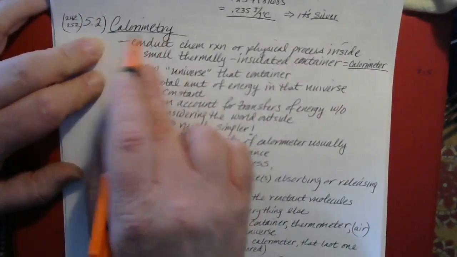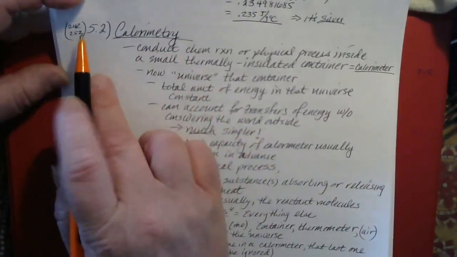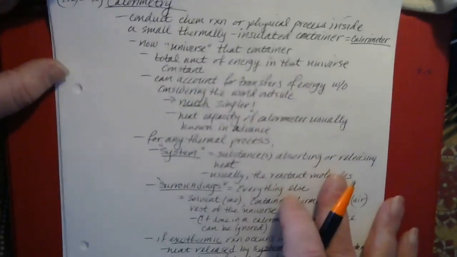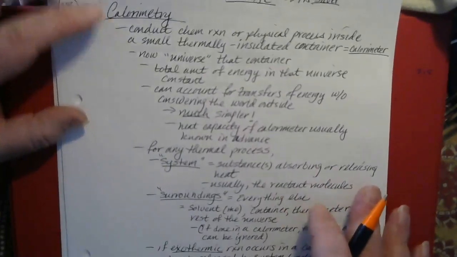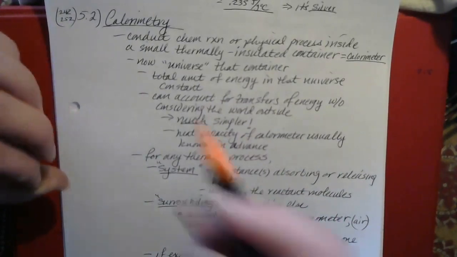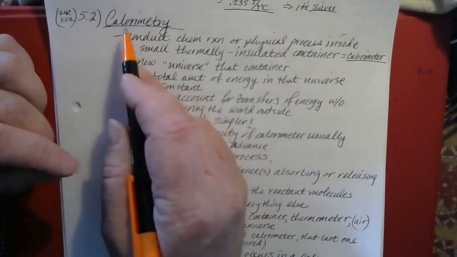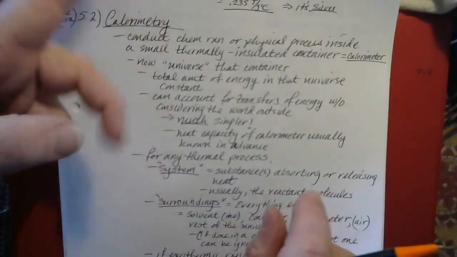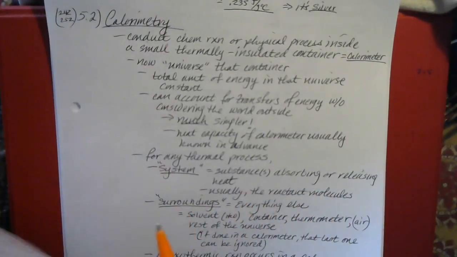The subject of section 5.2, which starts on page 242 in the hard copy and 252 in the PDF, is calorimetry. Calorimetry literally means measuring heat, because calor comes from the Latin word for heat, and the metry part comes from the Greek and Latin words for measuring. So essentially what we're doing here is measuring heat. Calorimetry is the type of experiment that we do in order to get these numbers that we've been using in these examples so far.